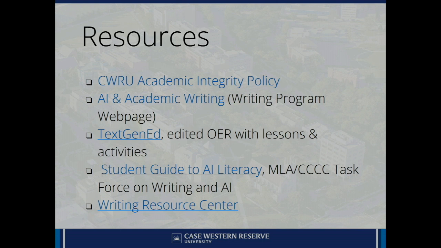The Modern Language Association and the 4Cs, the college writing people, the task force just put out this year a student guide to AI literacy. It's sort of a checklist that says you have AI literacy if you are capable of doing and understanding and knowing these things, which is a great resource to talk about with students.